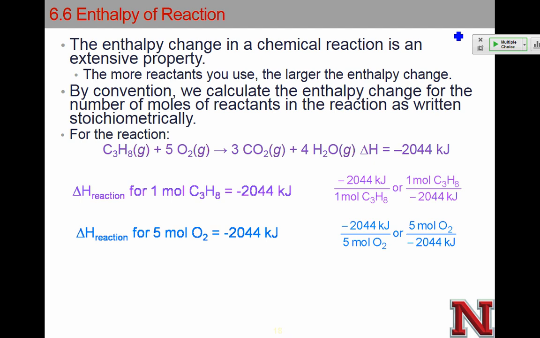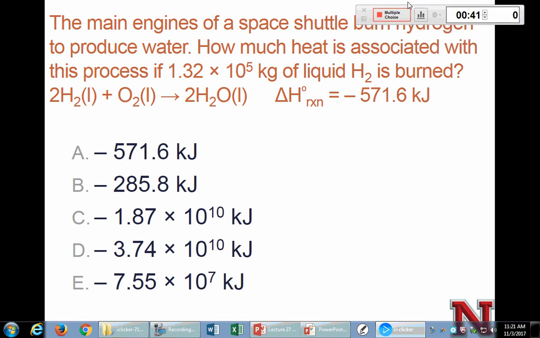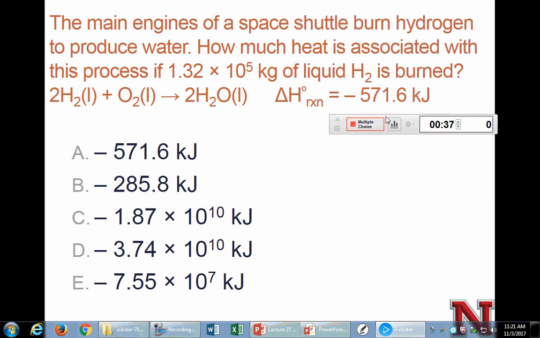So this is a relationship, just like the relationships that our stoichiometry and our chemical reactions gave us. If I know my delta H, I can use this in a conversion. So let's look at an example of that. And in this case, the chemical reaction is given to you.